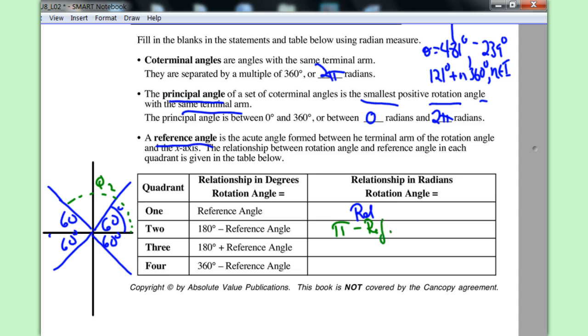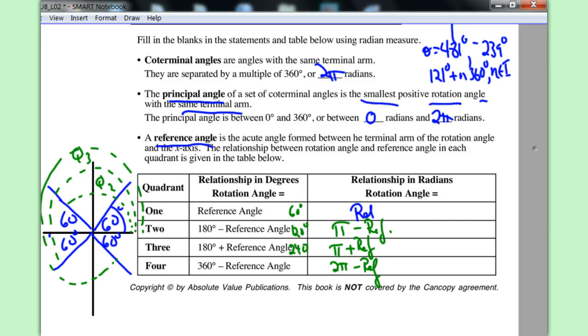And if you went to quadrant 3, obviously in degrees it'd be 180 plus the reference angle, but in radians it's going to be pi plus the reference angle. And lastly, in quadrant 4, you'd take 360 minus that 60 degrees, and you would have 2 pi minus the reference angle. So if we use our 60 as an example, this would be 60, this would be 120, this would be 240, and this is going to end up being 300 degrees.